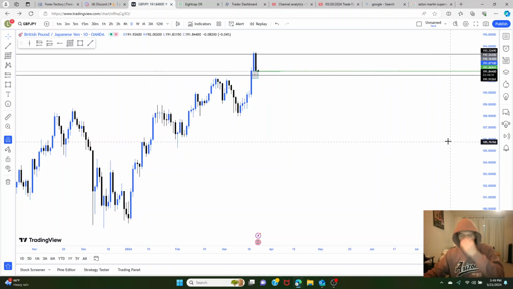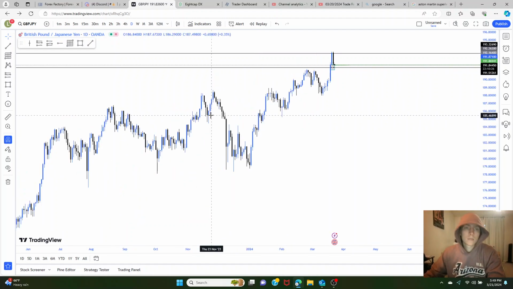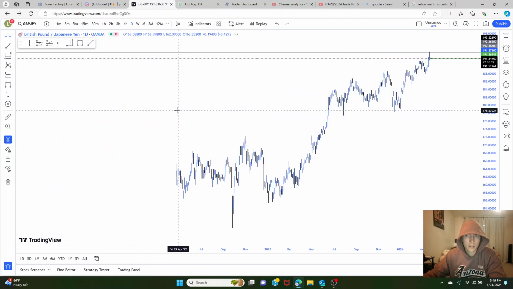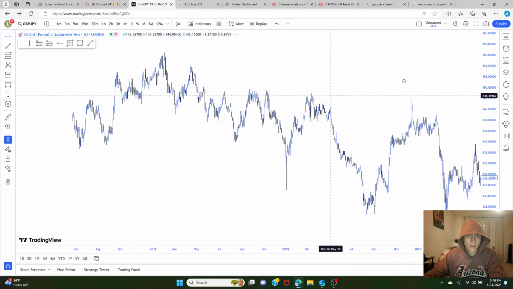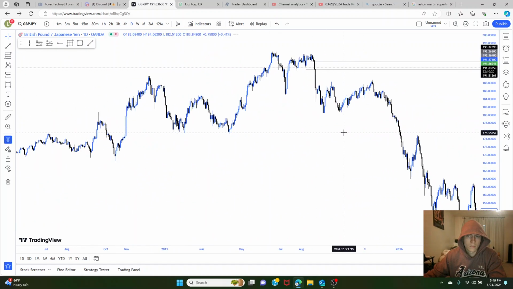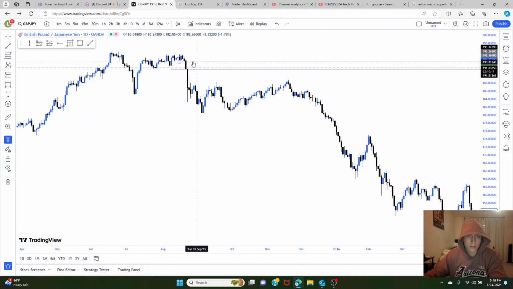All right, so we could go ahead and get into we'll do the trade recap right here. So you can see on the daily, if you go all the way over here, we were in this daily fair value gap. Plus, there's like a weekly order block right here.